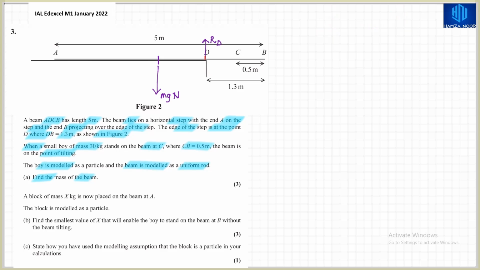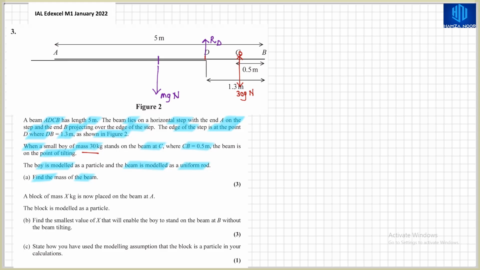So here we have a normal reaction at point D. What happens is that when a small boy of mass 30 kg stands on the beam at point C, he is having a mass of 30 kg. So the weight is acting 30g Newton vertically downwards. We are required to find the mass of the beam.